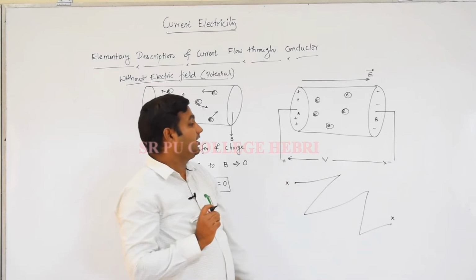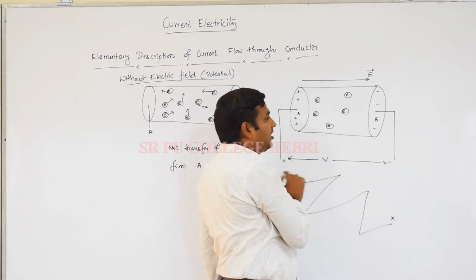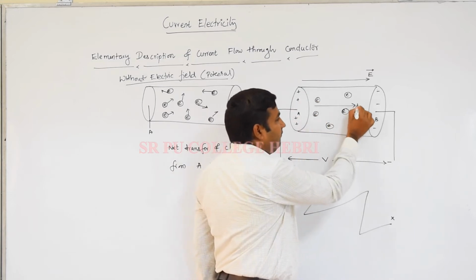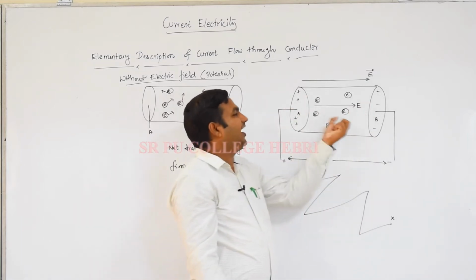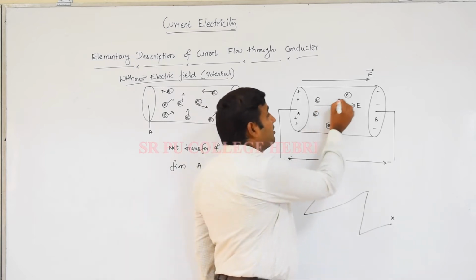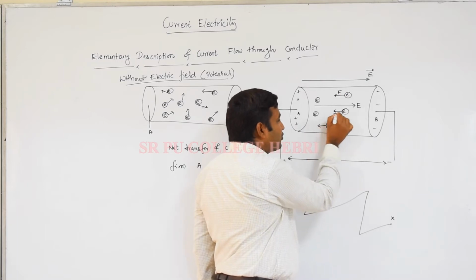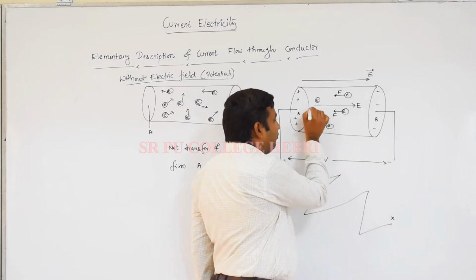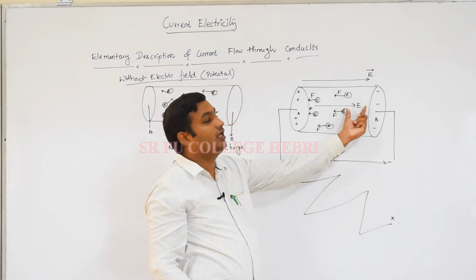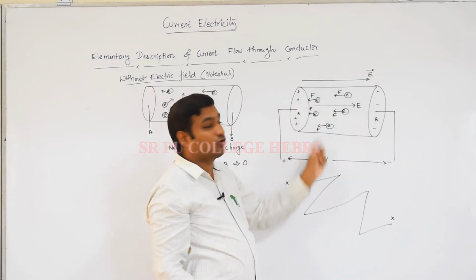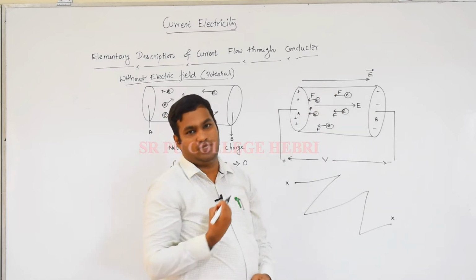When I apply a potential difference between the two ends of a conductor, every electron present in the conductor will experience the electric field. Due to this electric field, every electron will experience a force. That force we call electric force. That electric force acts opposite to the direction of electric field, because electrons are negatively charged.